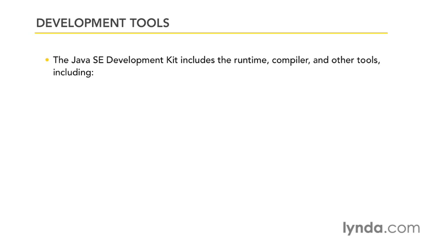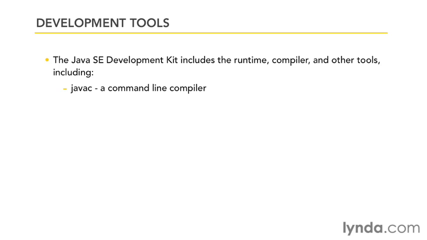When you download and install Java from Oracle, you're installing a number of development tools. The package is called the Java SE Development Kit, or JDK, and it includes the runtime, a compiler, and many other tools. The first tool you'll be using is the compiler. It's an application called javac, and the name of the application will be the same regardless of whether you're working on Mac, Windows, Linux, or any other operating system.